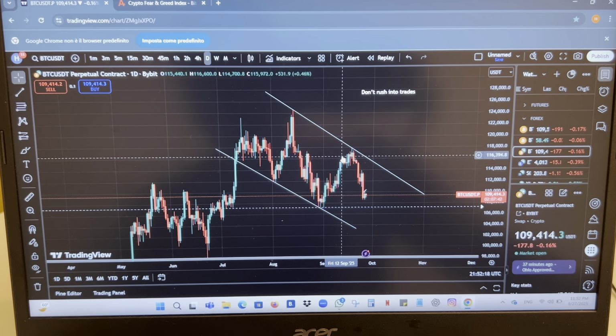There you go. So basically it came up somewhere over here, it respected the resistance and it just went up.